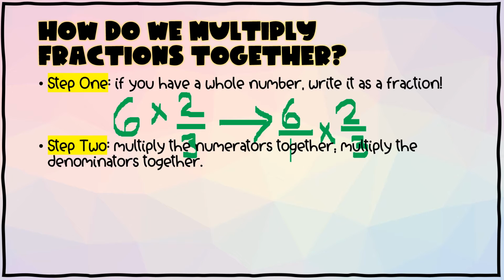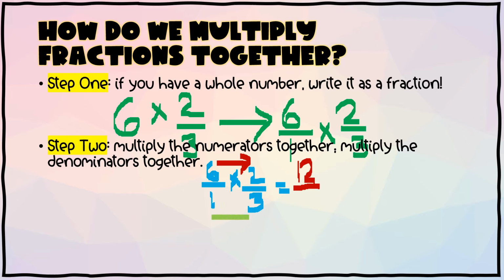Okay, your second step is to multiply the numerators together and then multiply the denominators together. So we multiply across, essentially. I'm going to rewrite it. And, just for keeping my work organized, I'm going to use a different color so that it's not confusing. So I have 6 over 1 times 2 over 3. And I multiply across. So whenever I multiply across, 6 times 2 gives me 12. And then 1 times 3 gives me 3.